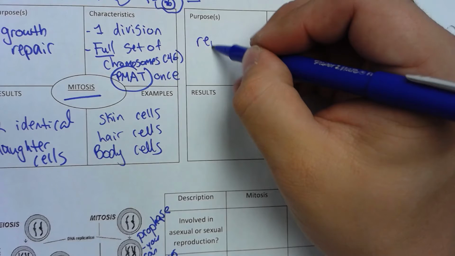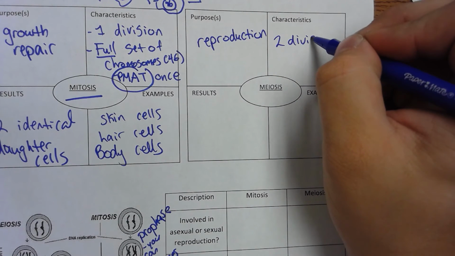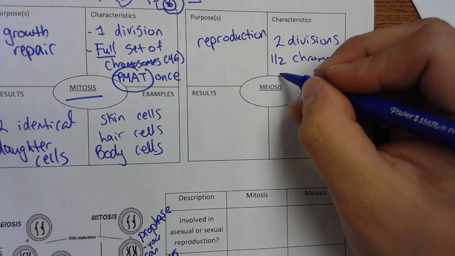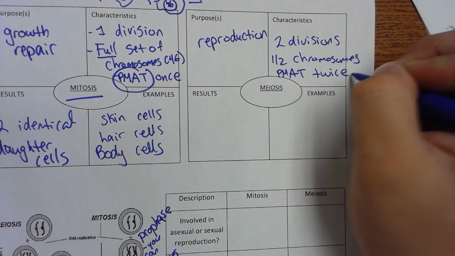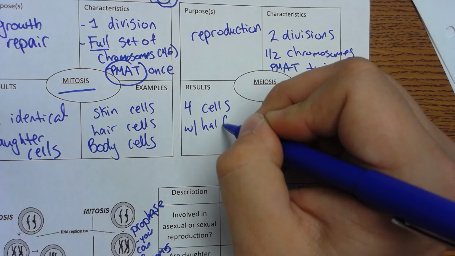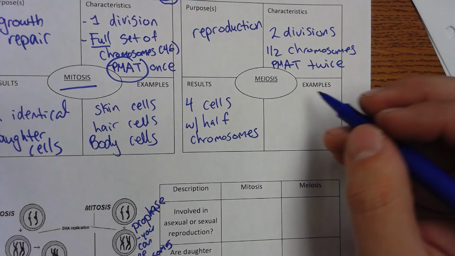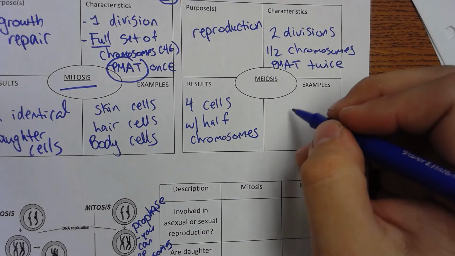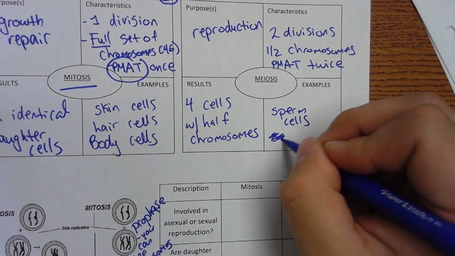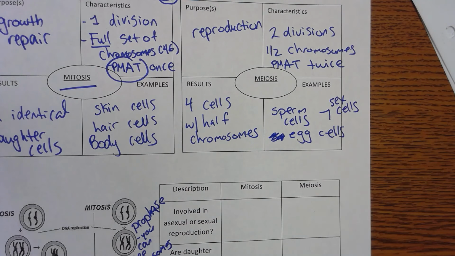Meiosis, the purpose of meiosis is for reproduction, making offspring. Okay? The characteristics: it's two divisions, and you get half the chromosomes. And they do prophase, metaphase, anaphase, telophase, they do it twice. The results are 4 cells with half the chromosomes. And the only cells that do meiosis are the gametes, the sex cells. So sperm cells and egg cells. Okay, and then these are going to be called the sex cells for reproduction. Okay?